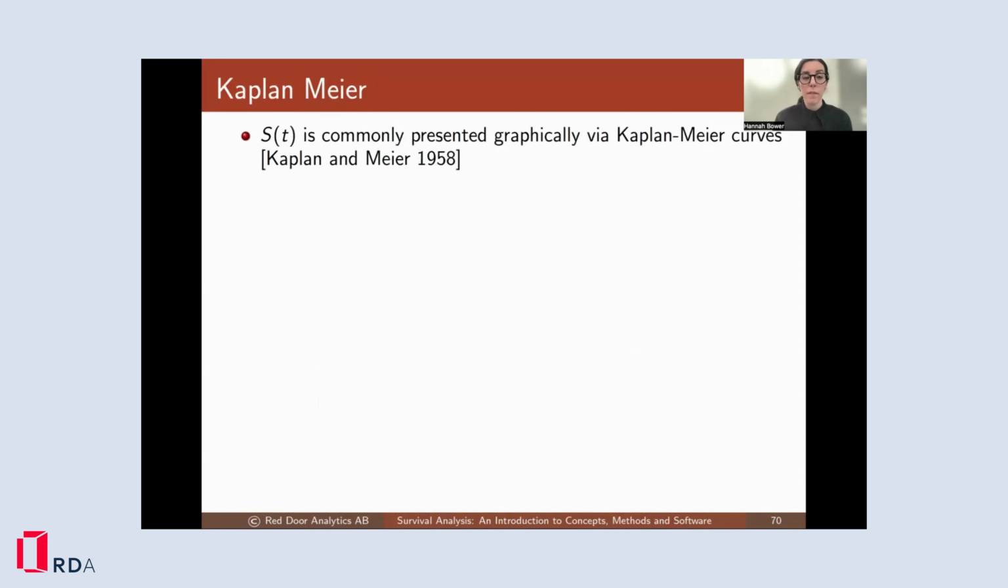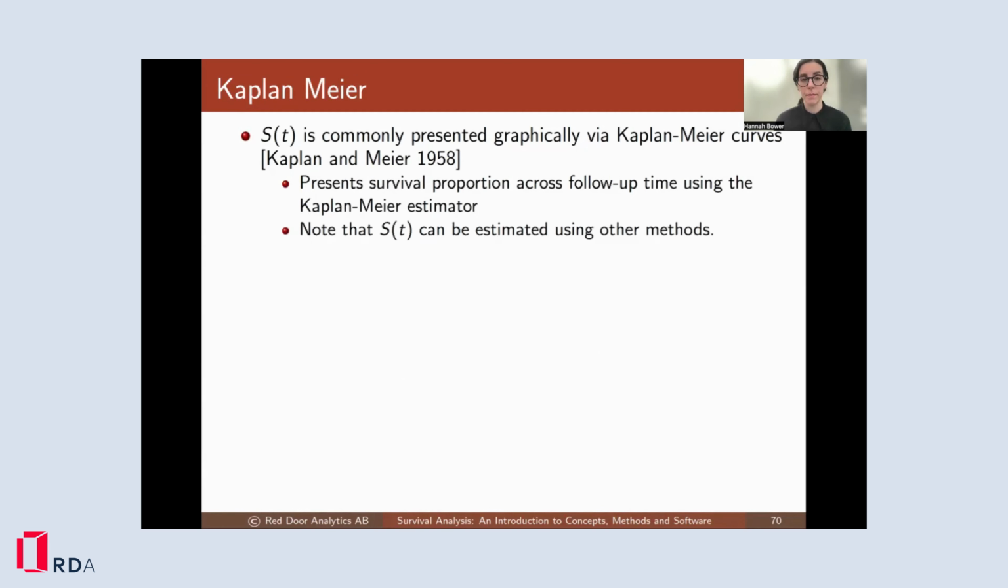The value S(t), or the survival proportion, is commonly presented graphically via the Kaplan-Meier curve. This presents the survival proportion across the follow-up time using the Kaplan-Meier estimator. Note that you can also estimate the survival proportion using other methods. This is just one of the most common ways of presenting survival proportion.